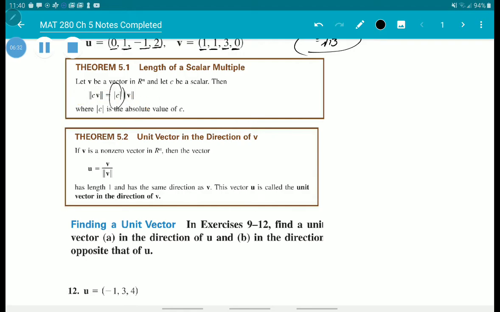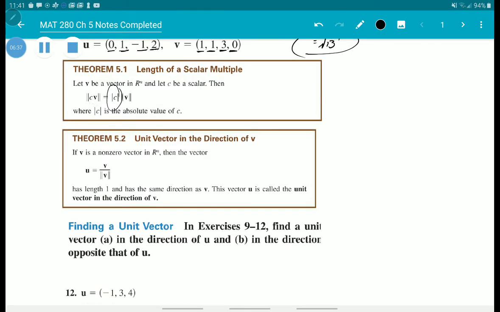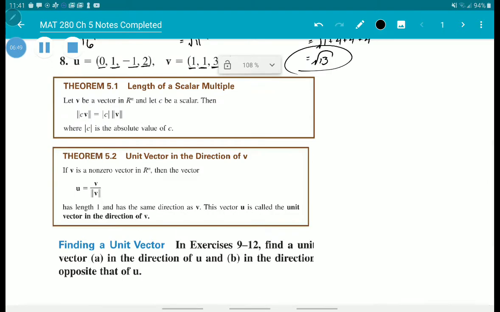Now, why does it have to be the absolute value? Remember, scalars could be positive or negative. And when we find a magnitude, we're finding a length, and the length always has to be positive. So putting that absolute value around that c forces that guy to be a positive number. So let's look at an example.